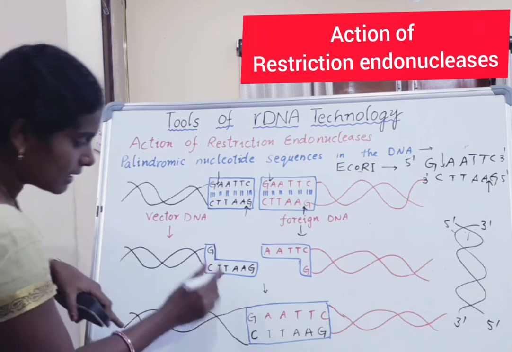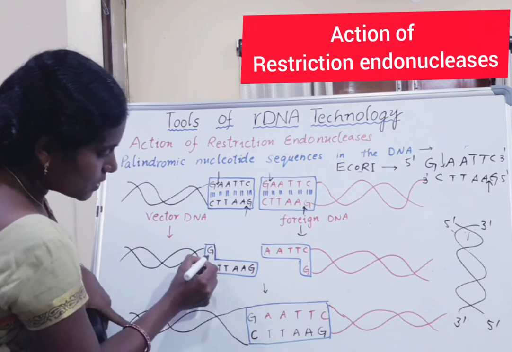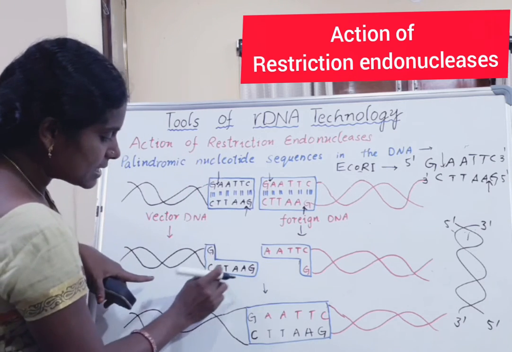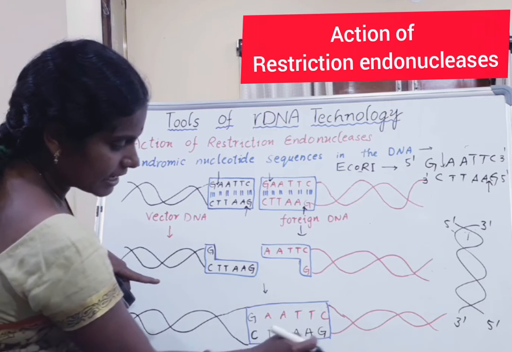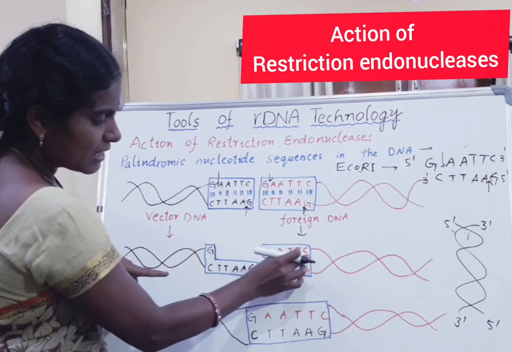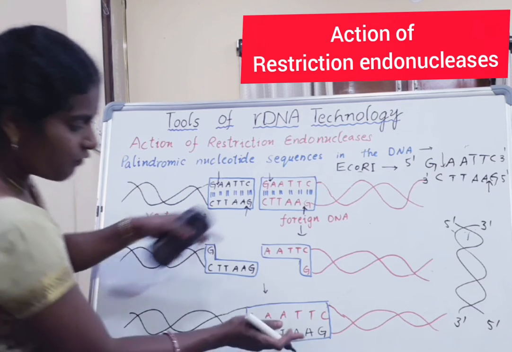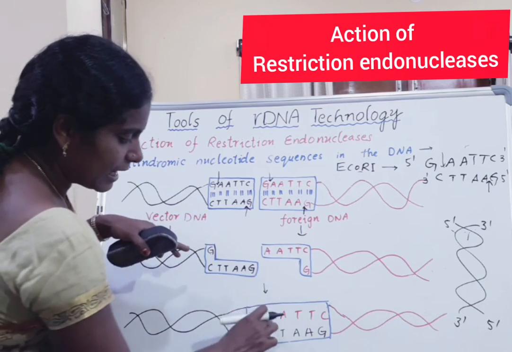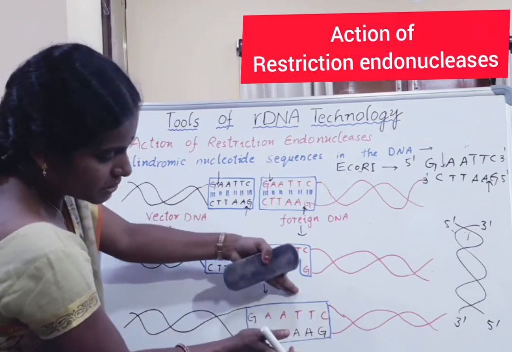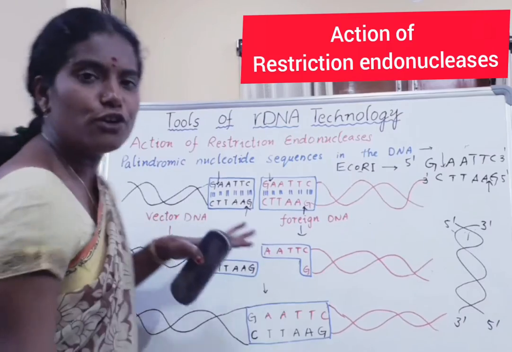Observe here properly, students. Now I indicate with a different color. G is alone in the one strand, CTTAAG, CTTAAG. What do we have in the foreign DNA? The remaining CTTAA, CTTAA. Finally we again get GAATTC, complementary, and two strands formed with the help of EcoR1 restriction endonuclease.